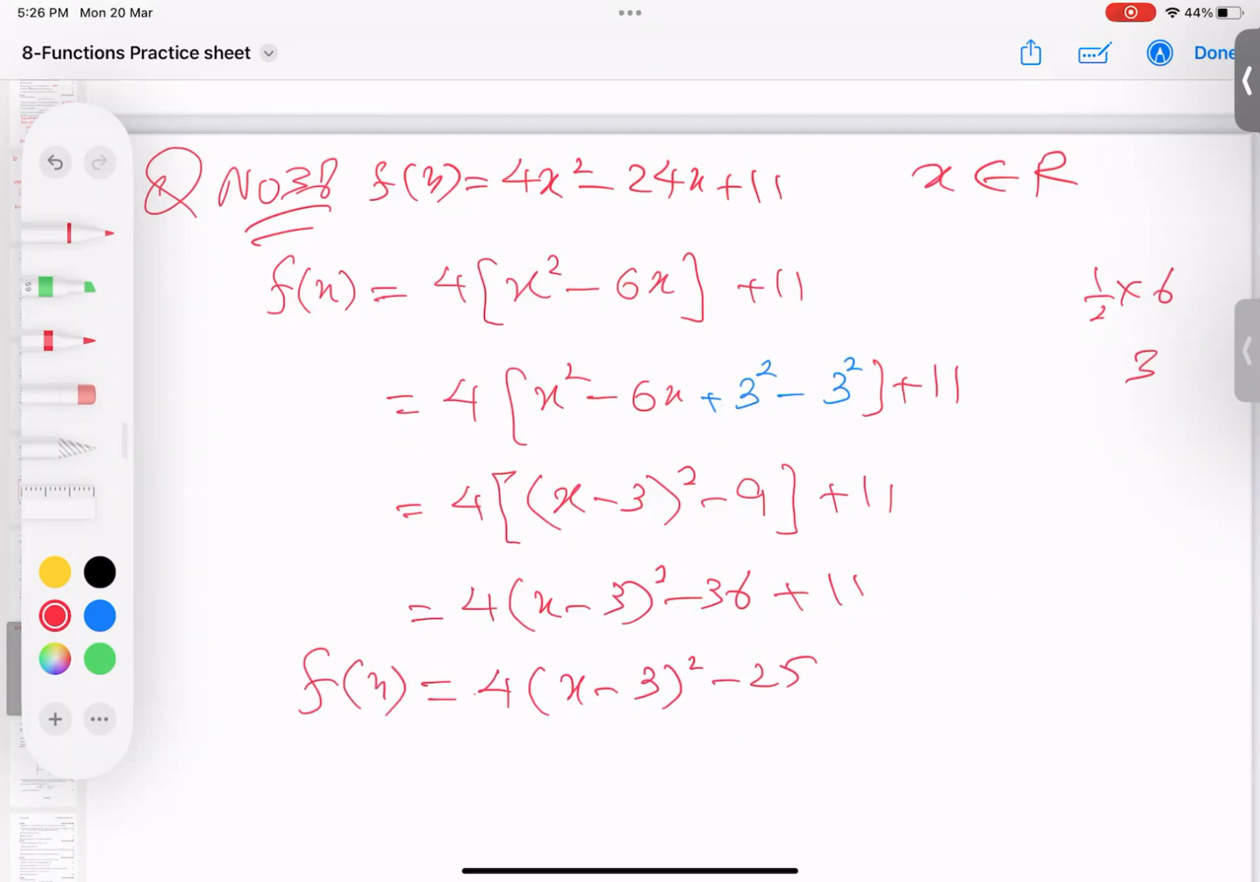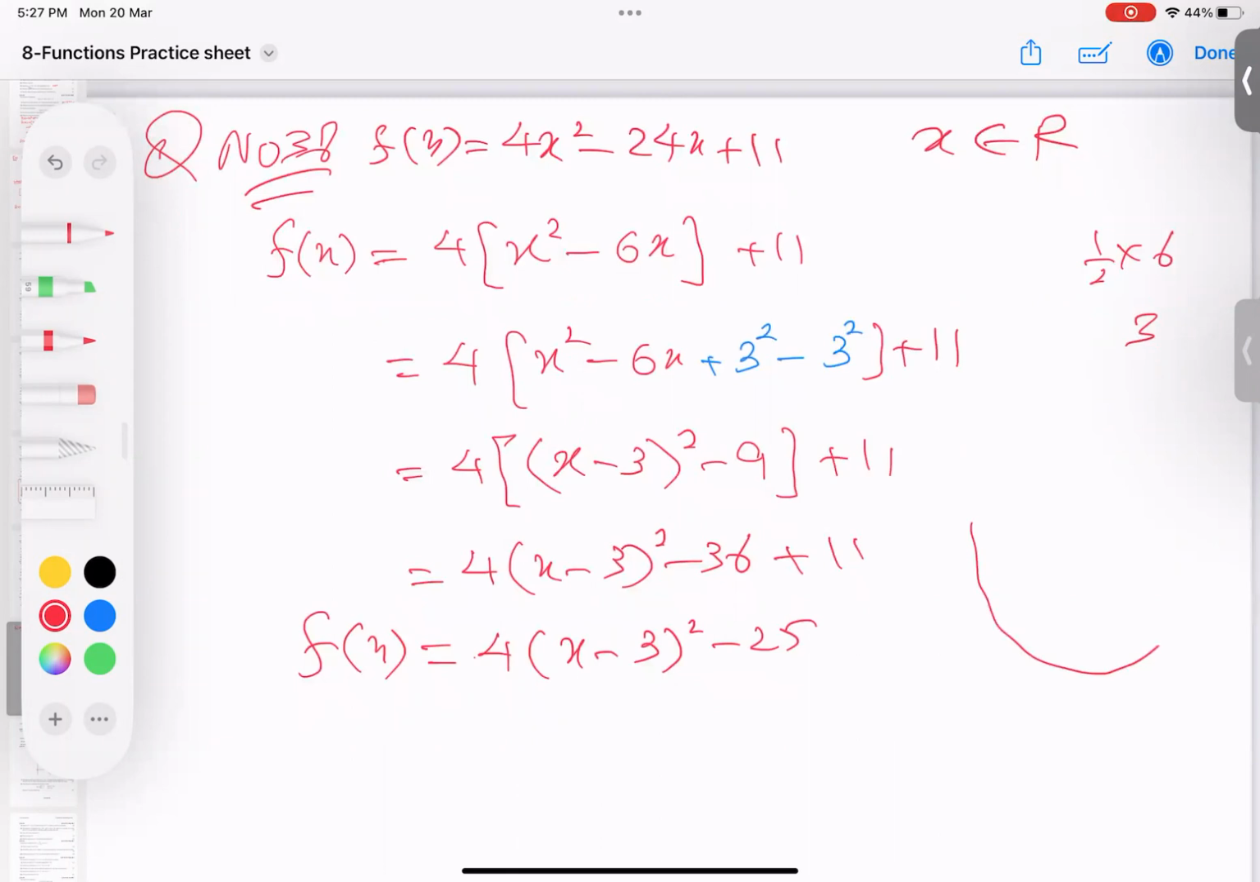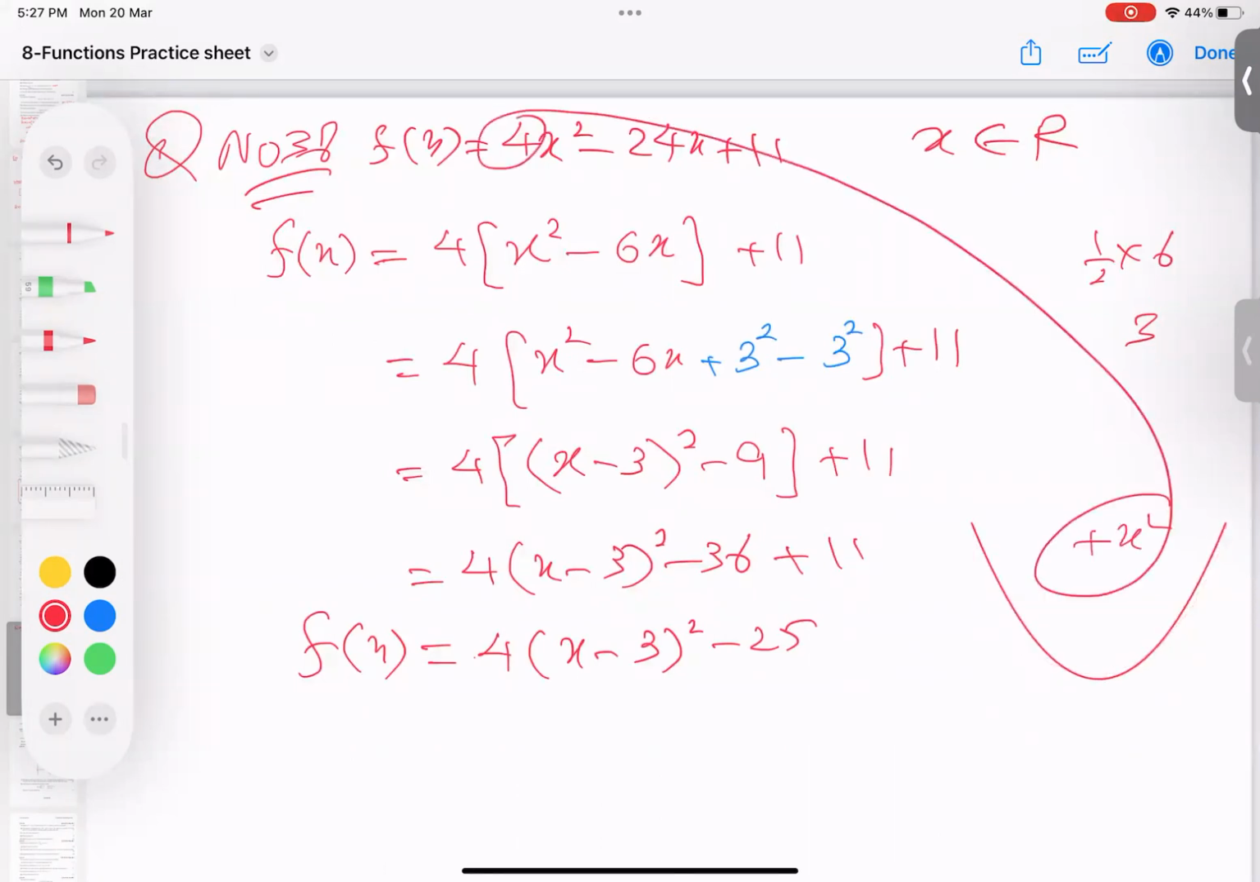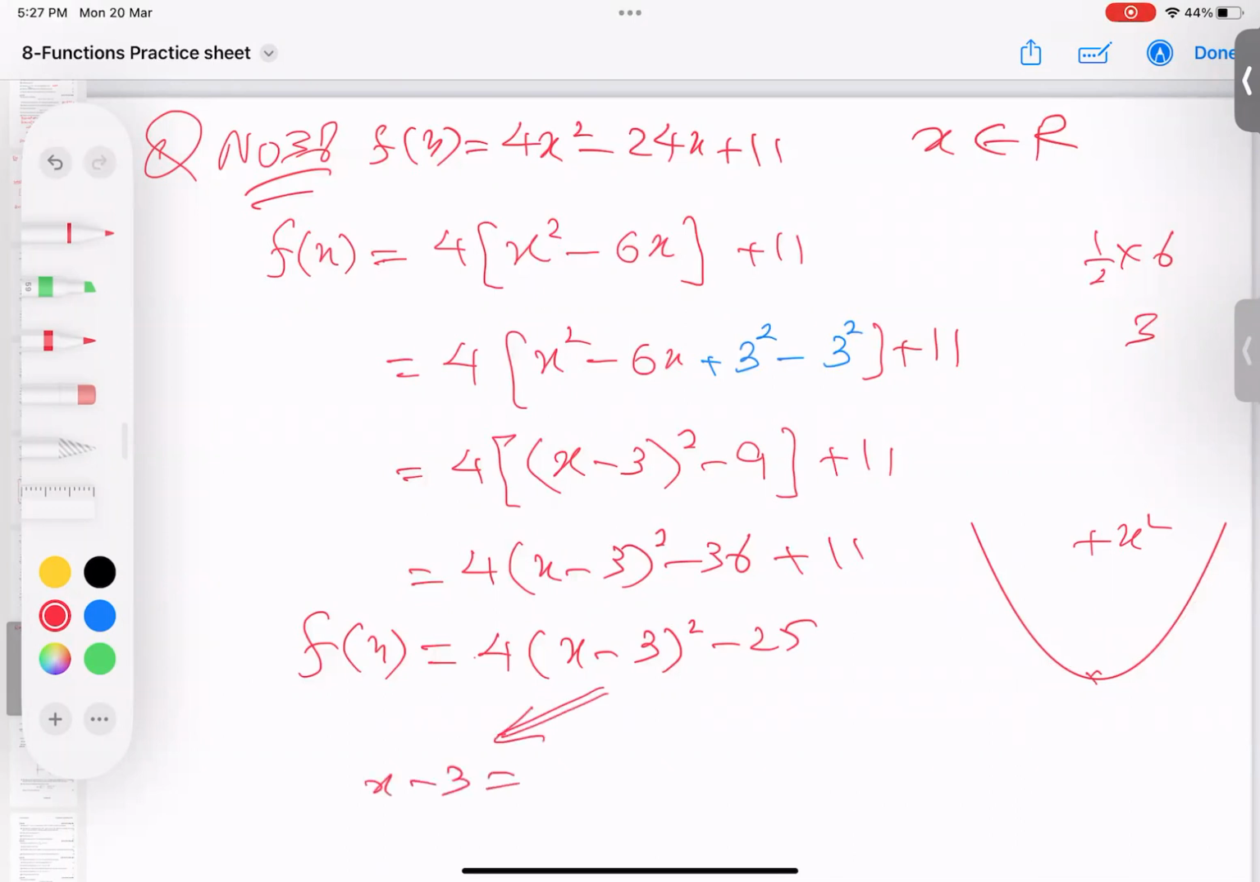Now let's discuss how we can deal with the next part. How to get the vertex? Vertex coordinate: because it is plus x squared, plus means positive, and positive is a point of minima. How to get this vertex coordinate? Whatever is under power 2, plug in equal to 0. I got 3. And then how to get the y value. So the vertex comes here: 3 comma -25.